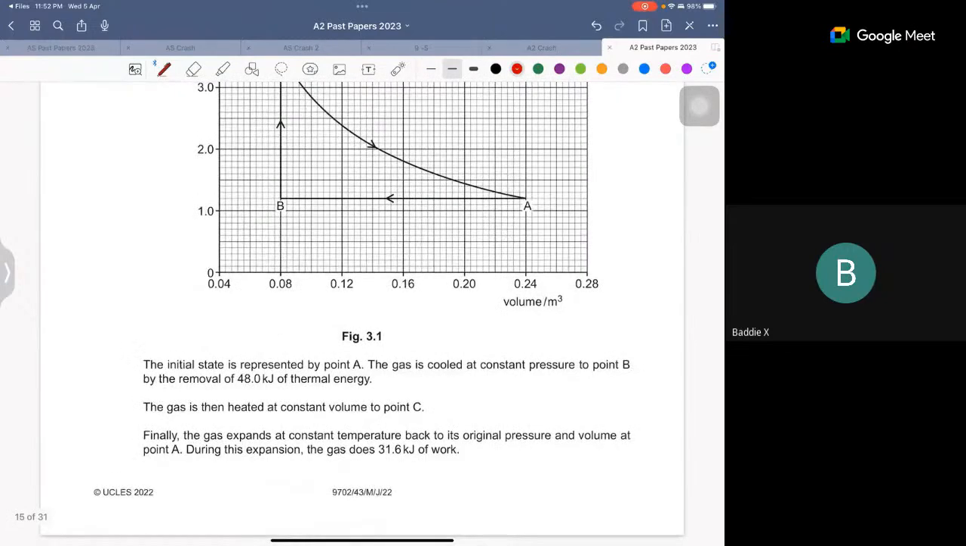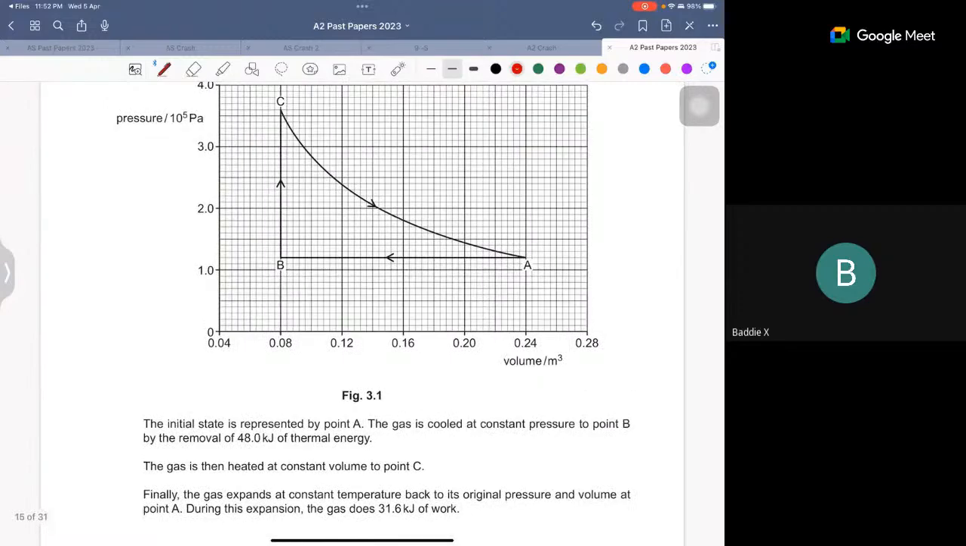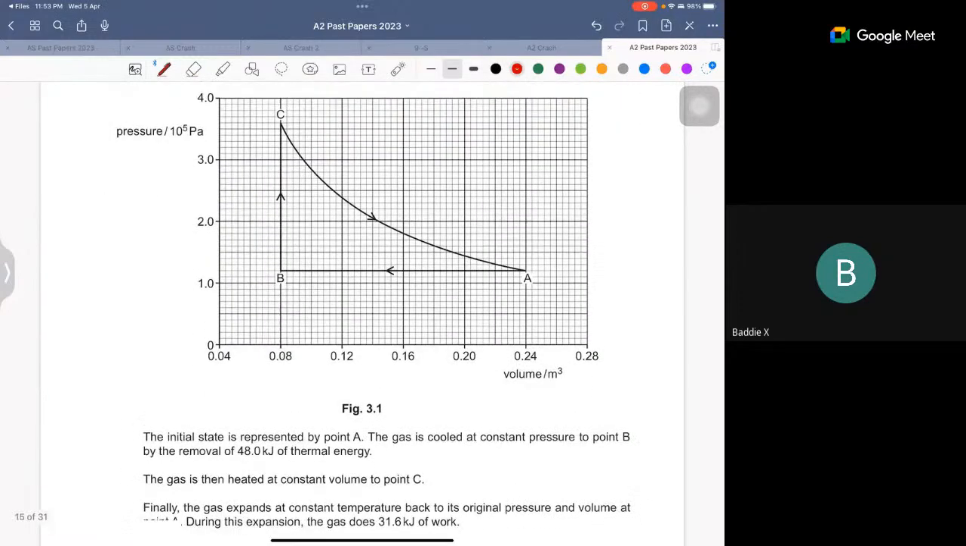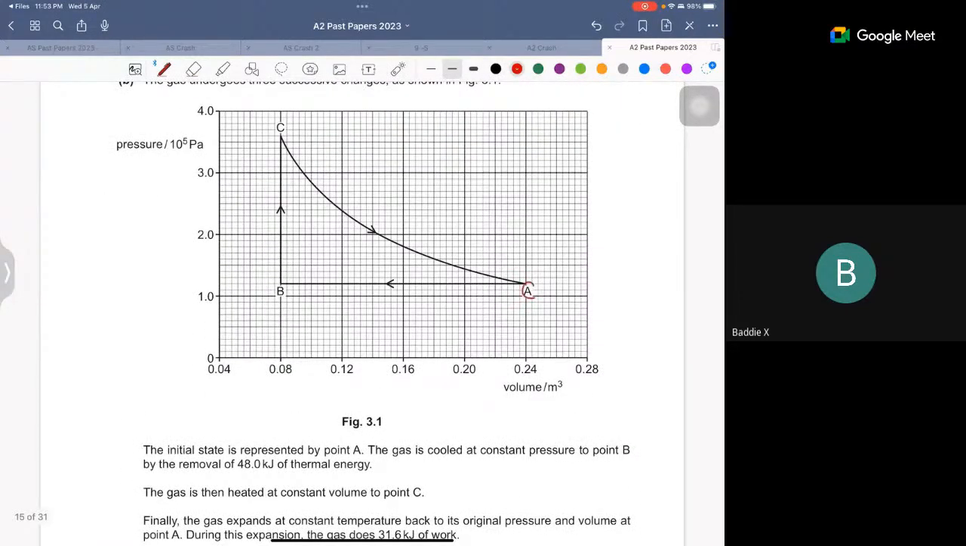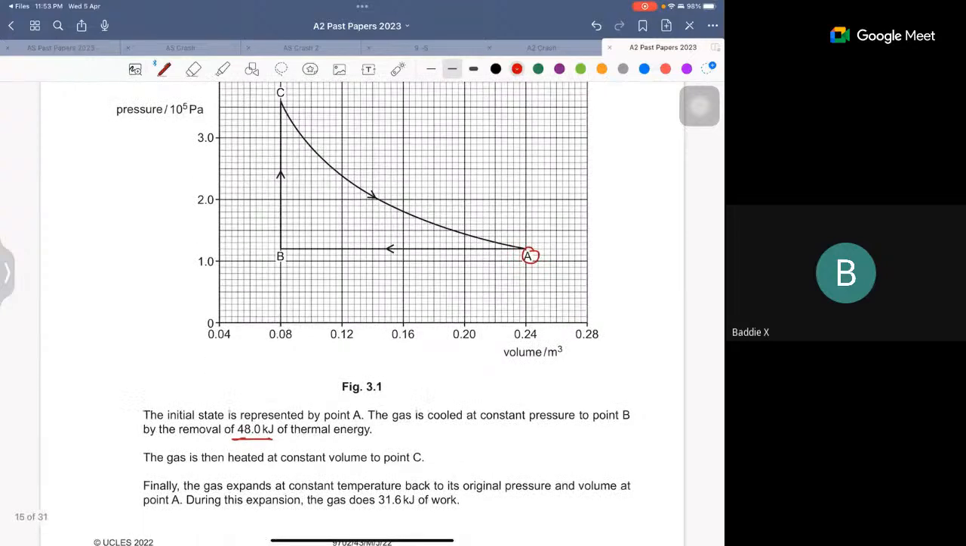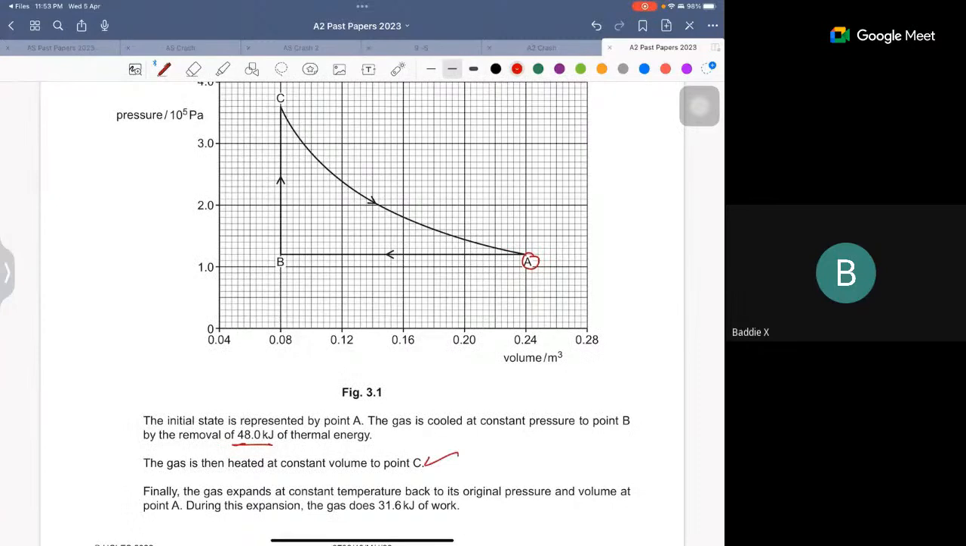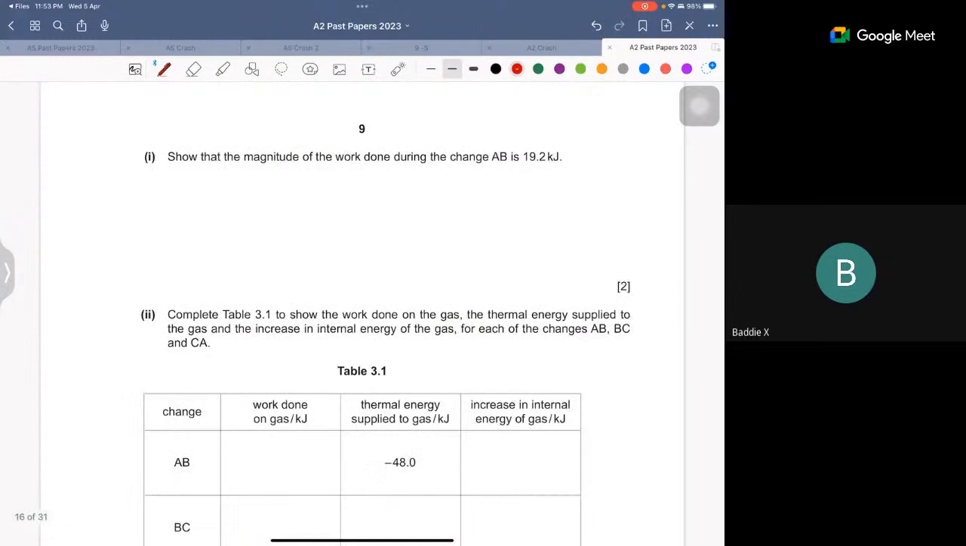And then this question is my favorite because this is the easiest. It says the gas in the initial state is cooled at constant pressure to B. From A to B, it was cooled and this much energy was used. The gas is then heated to volume C. The gas finally expands at constant temperature back to its original pressure and volume at point A, and the gas does work. So the magnitude of work done is this much.